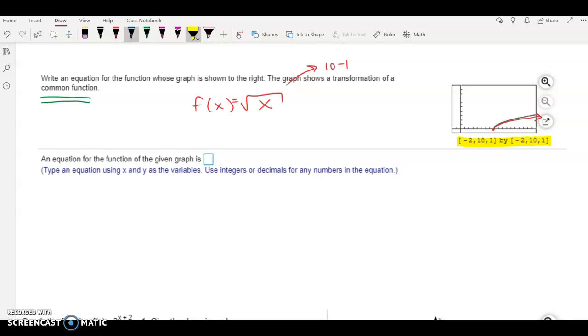So our window on this screen, like my graphing calculator, my x's start at -2. So this is -2, and it goes all the way to 18. And this is representing what they're counting by. So this is -1, 0, 1, 2, 3, 4, 5, 6, 7, 8, 9, 10, 11, 12, 13, 14, 15, 16, 17, 18. So they're counting by ones.